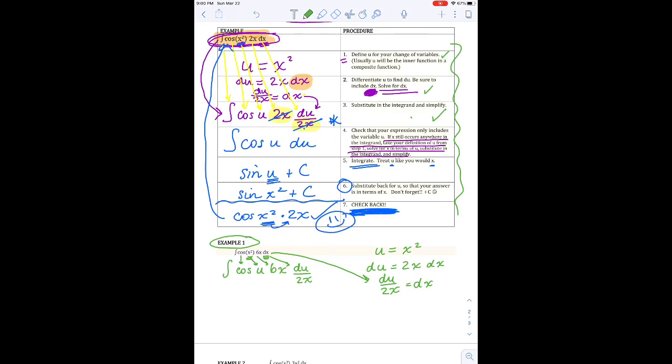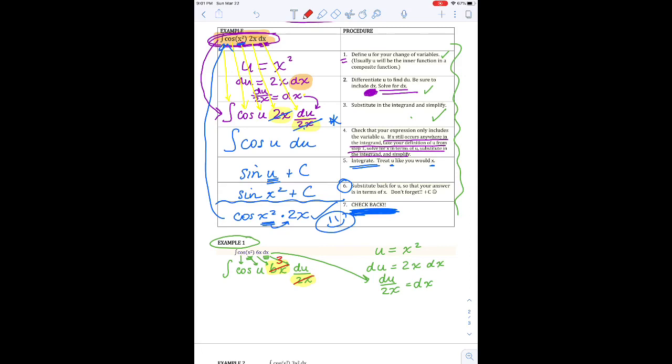Now is when I want to check that I have only u's in my expression. That's not the case right now. I have cosine of u, but then I have a 6x, and I have a du over 2x. So hopefully you're seeing, similar to the last time, we have these two things which we're going to look to cancel. In this case, we can cancel them. The 6x and the 2x are going to cancel, and it's going to become a 3. So I can just have a 3 there.